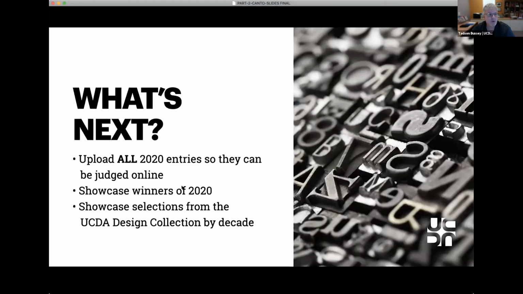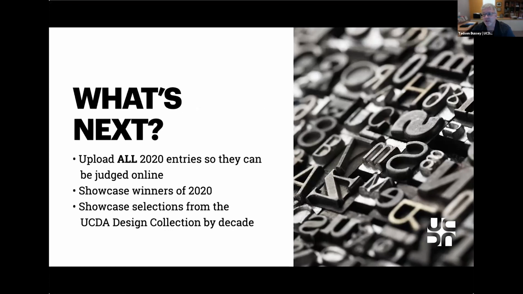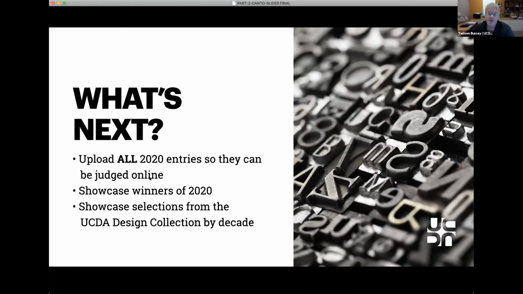What's next, really quick: we, as everyone else, had to pivot. We typically bring in the judges to view the print publications. Obviously, we could not do that this summer, so we ended up putting all the entries online and creating a portal for each of the 4 different competitions for the judges to come and actually view and judge the work online. So we did that this year.